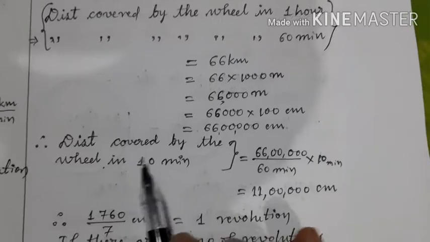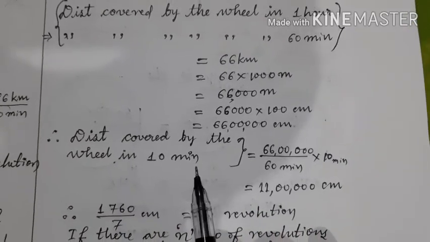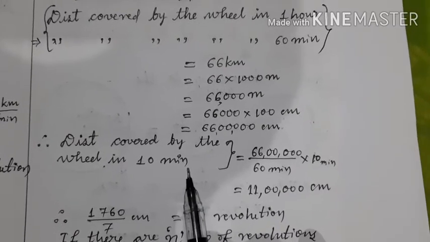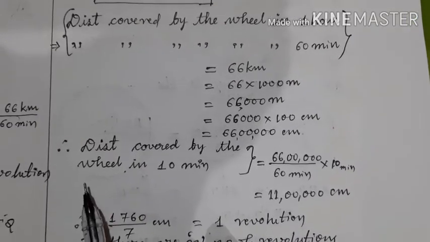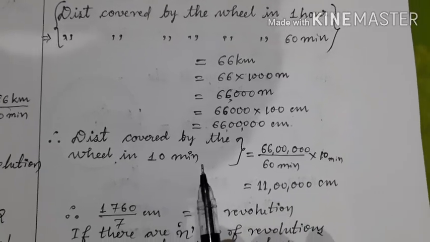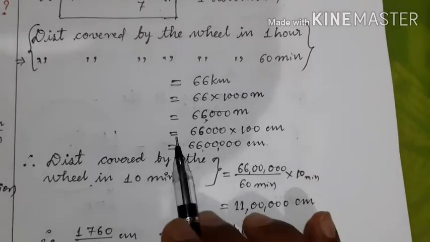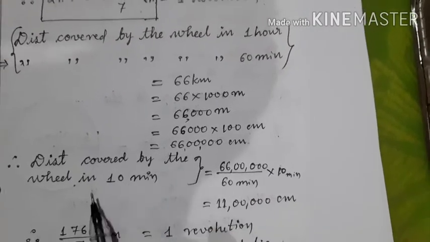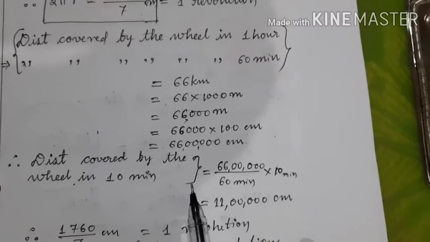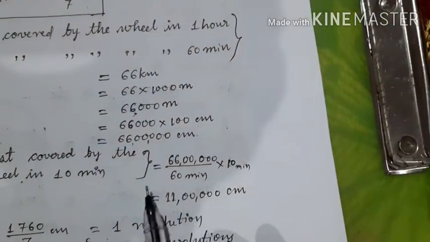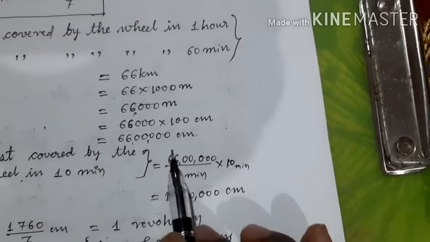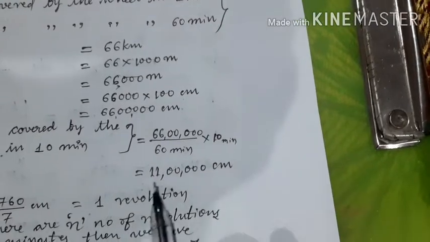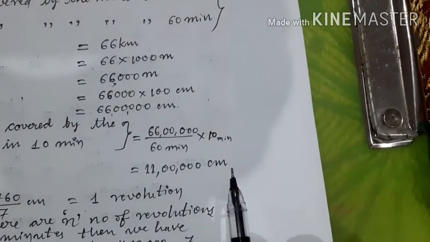But what is the distance covered by the wheel in 10 minutes? We have to find out, because the car will not move here for 1 hour. They have given that the distance traveled by the car in 10 minutes we have to find out. We came to know that in 1 hour it is 66 lakh centimeter. But the distance covered by the wheel in 10 minutes, how much? In 60 minutes, it is 66 lakh centimeter. In 10 minutes, how many centimeters? It is 11 lakh centimeter.